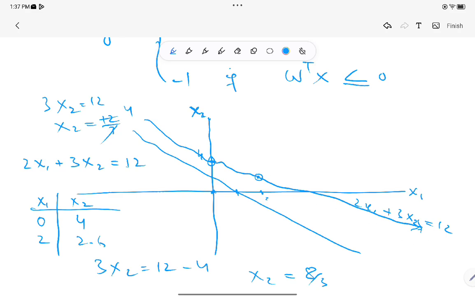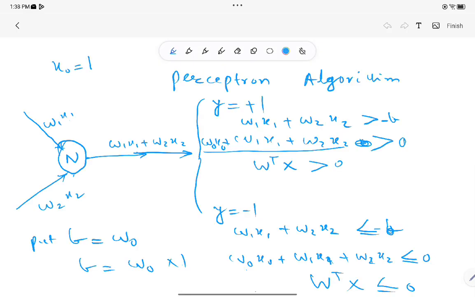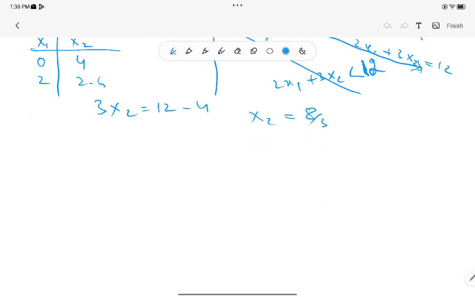One part that lies to this side will have 2x1 plus 3x2 greater than 12, and this part will have 2x1 plus 3x2 less than 12. To see that this is true, you can easily check it. For example, suppose we have 2x1 plus 3x2 is equal to 15 instead of 12.